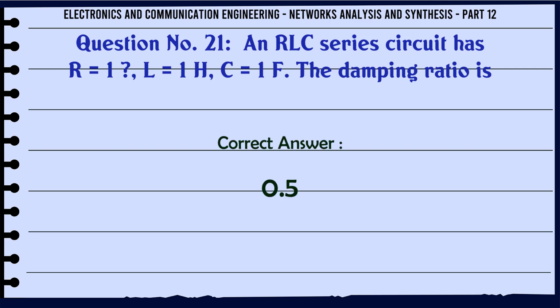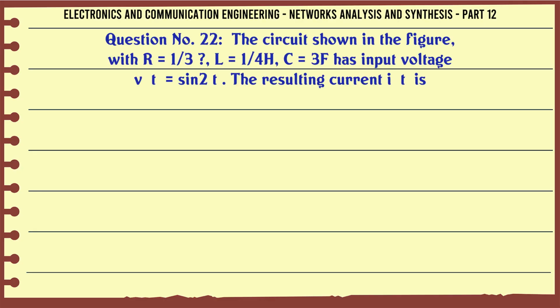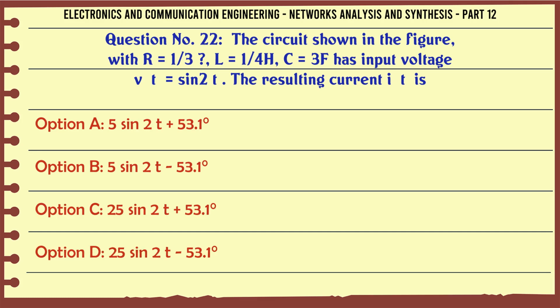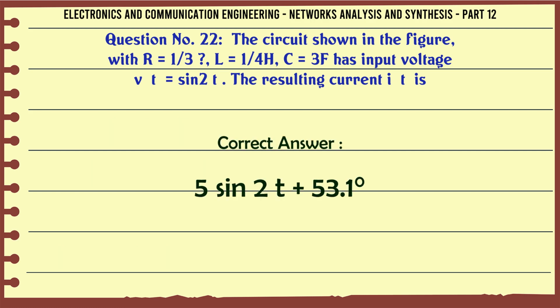The correct answer is 0.5. The circuit shown in the figure with R=1, L=1/48, C=3F has input voltage v(t) = sin 2t. The resulting current i(t) is: A) 5 sin(2t + 53.1), B) 5 sin(2t - 53.1), C) 25 sin(2t + 53.1), D) 25 sin(2t - 53.1). The correct answer is 5 sin(2t + 53.1).